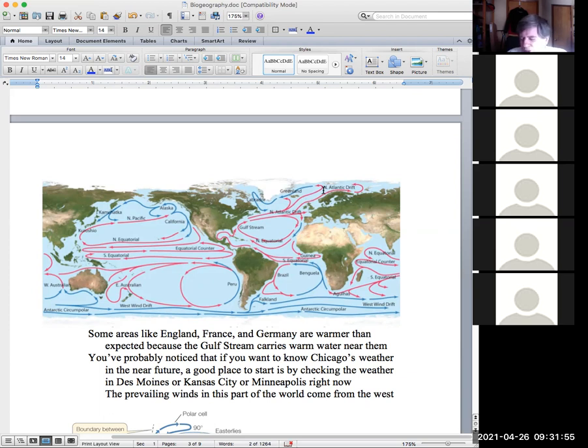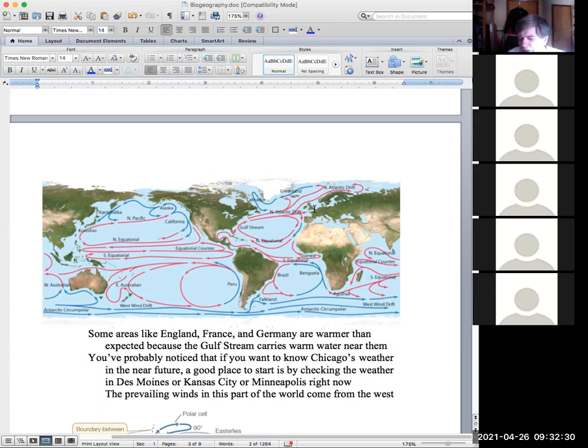Now, notice that this Gulf Stream is carrying warm water from the Gulf of Mexico. So this warm water, if we look at the eastern coast of the United States, the eastern coast of the United States is probably warmer than it would be without the Gulf Stream. And if we see that the Gulf Stream carries this warm water up towards England, France, Germany, Europe is much warmer than it would be without the Gulf Stream.